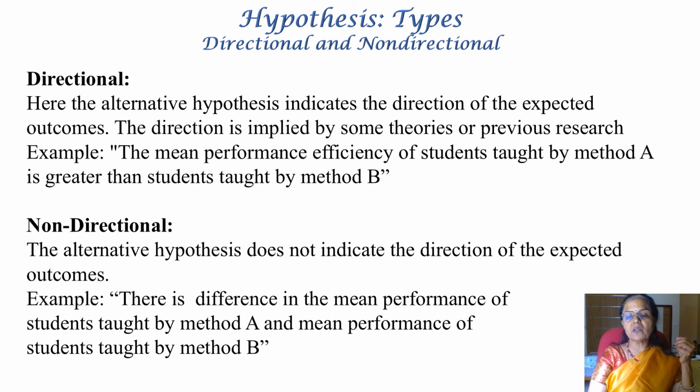And non-directional, on the other hand, in this, the alternative hypothesis does not indicate the direction of the expected result. It does not say whether A is greater or B is greater. It just says that there is difference in the mean performance of students taught by method A and mean performance of students taught by method B. It does not give the direction, whether A is greater or A is lesser, or whether B is greater or B is lesser. So it is non-directional.